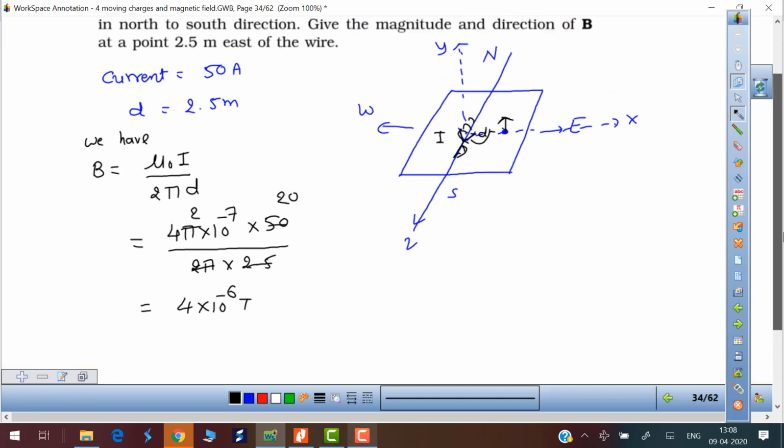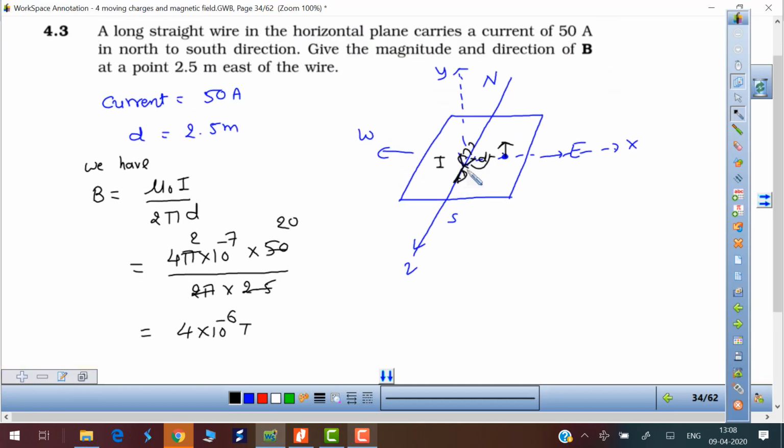Okay, again I explain, you hold this conductor, so thumb is here, and when you hold this, you have to hold like this, so finger is coming out this side. If it is asked for west side, then it is downward, toward east side it is upward. So B will be in upward direction. Okay, so this is your answer.